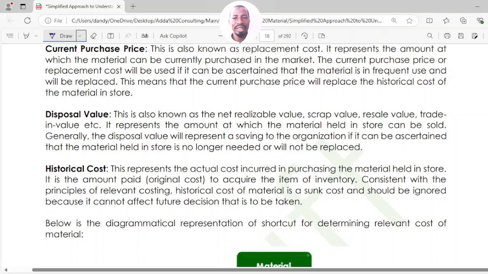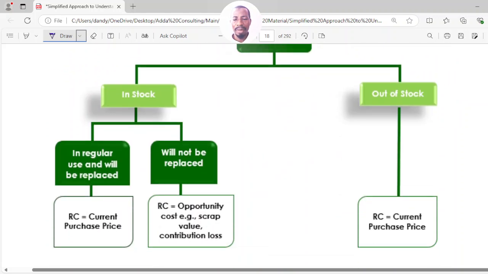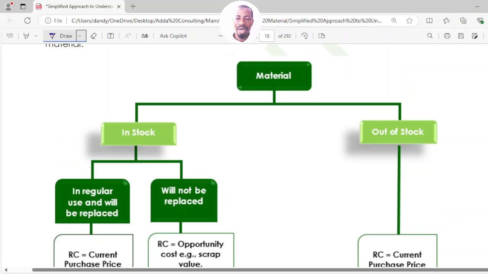So diagrammatically, all these three elements I just mentioned in the determination of relevant cost for material, I can also use a diagram or pictorial representation to demonstrate for you so that you understand better. Now, what am I trying to say in this diagram? You have the material in the warehouse, okay? You have this material in stock. If you have the material in stock and you are told that the material is in frequent use and will be replaced.